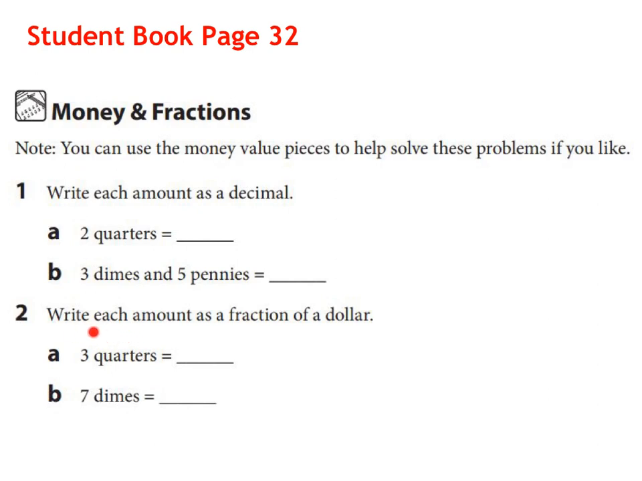Then on the second question, you're going to write each of these as a fraction. Make sure that you see that it's a fraction, and here it's a decimal. So we're going to see 3 quarters is what fraction of a dollar. 7 dimes is what fraction. Remember, you can use the money mats.